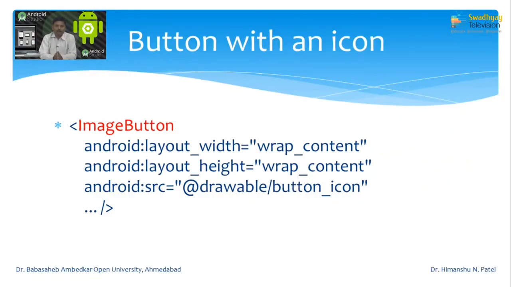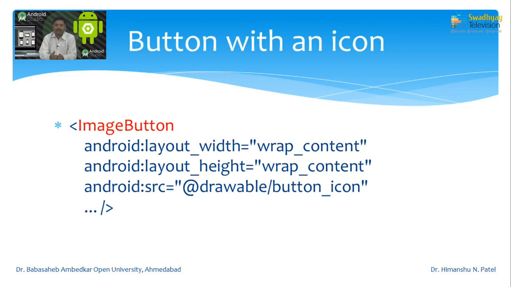So, here we use image button element. Image button element is used to display a button with an image. We already discussed the first 2 attributes, so we are skipping that and we directly see the third attribute, which is android:src.